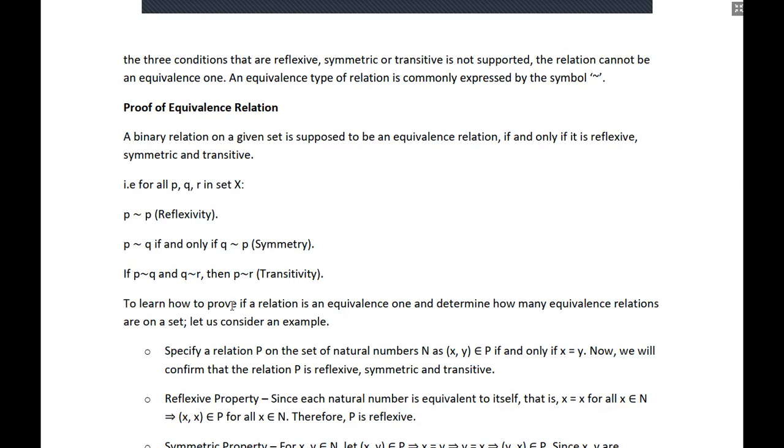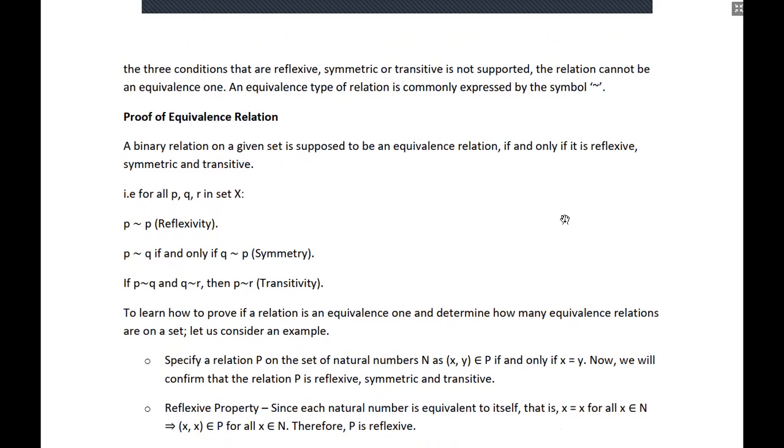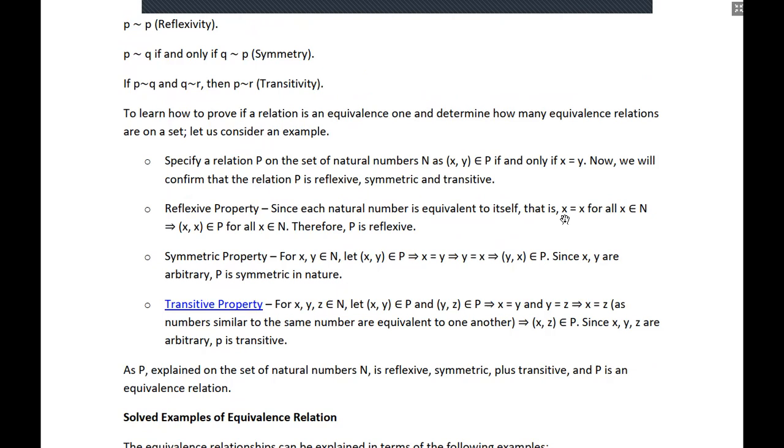To learn how to prove that a relation is an equivalence relation, and determine how many equivalence relations are on a set, let us consider some examples. Number one: specify a relation P on the set of natural numbers, where (x, y) belongs to P if and only if x is equal to y.